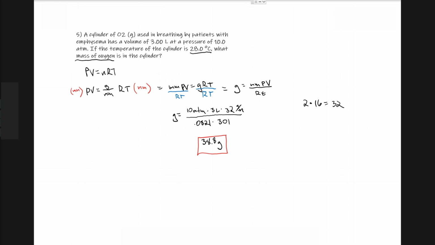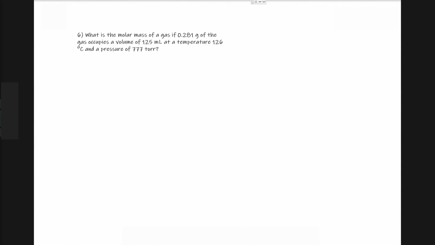Let's go ahead and move on to the next problem. What is the molar mass of a gas if 0.281 grams of the gas occupies a volume of 125 milliliters at a temperature of 126 degrees Celsius and a pressure of 777 torr? Okay, so for this problem, pretty straightforward. We're just trying to find the molar mass of the gas.